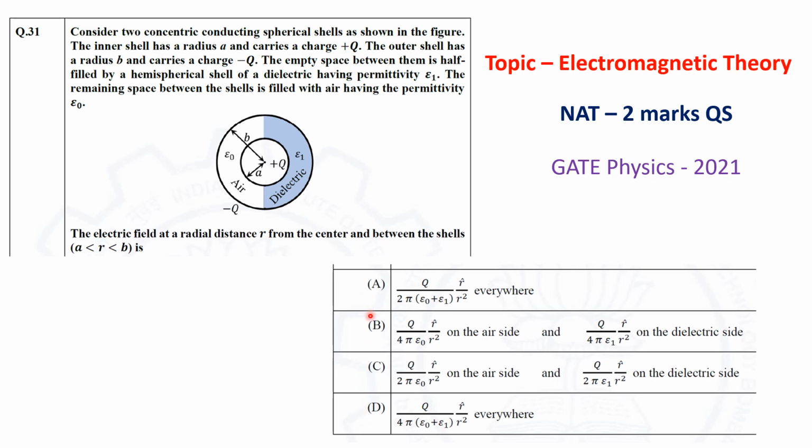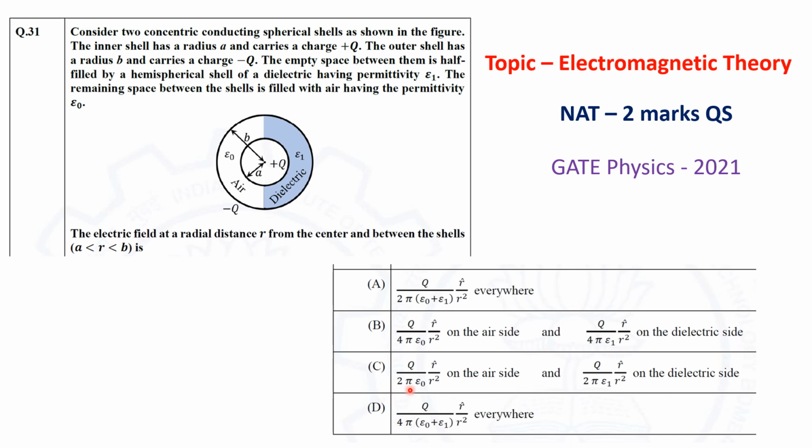Option A is q by 2 pi times (epsilon naught plus epsilon 1) times r squared along the r cap direction everywhere. Option B, q by 4 pi epsilon naught multiplied with 1 by r square along the r cap direction on the air side, and q by 4 pi epsilon 1 multiplied with 1 by r square along the r cap direction on the dielectric side.